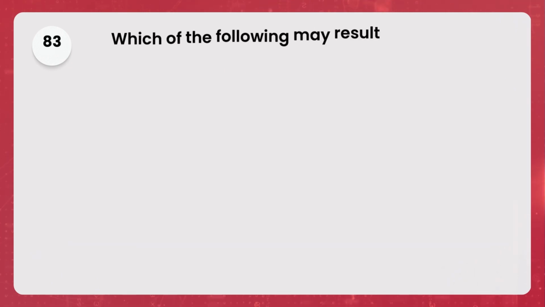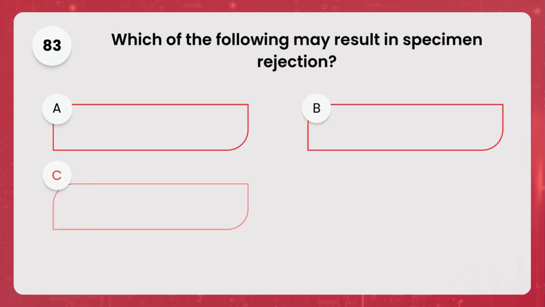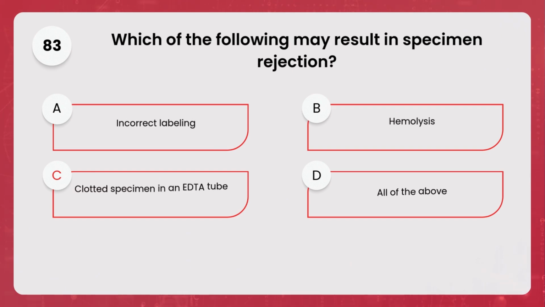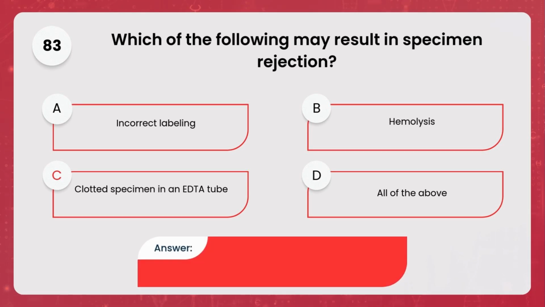Number 83. Which of the following may result in a specimen rejection? A. Incorrect label, B. Hemolysis, C. Clotted specimen in an EDTA tube, or D. All of the above. The answer is D. All of the above.